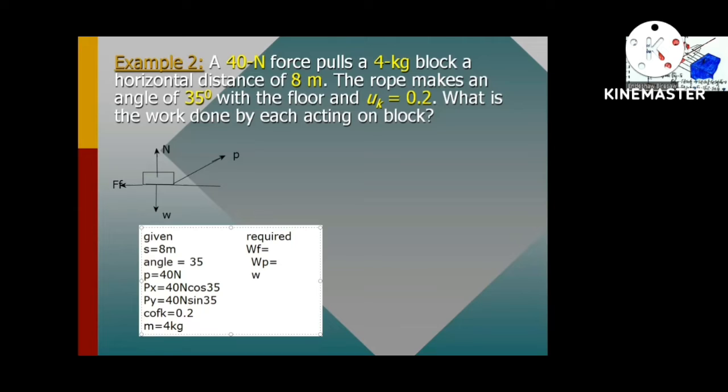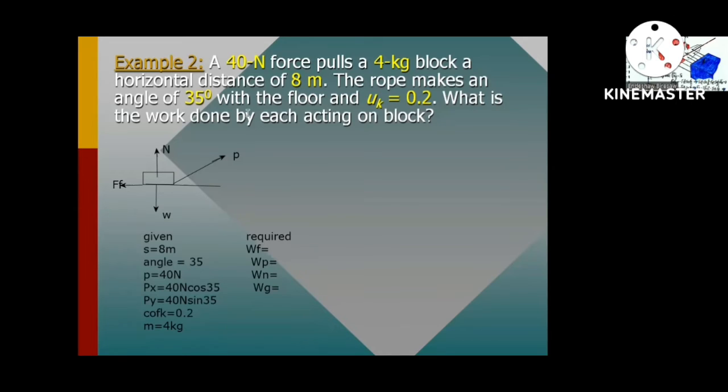Work done by the normal force N, which is equal to how much? The same work done by the gravitational force. Work done by gravity, how much? This is the required. Then there is what is given, and what is required. Then when it comes to the solution.